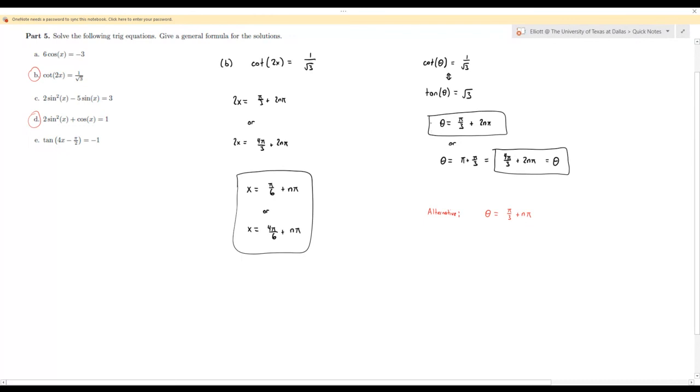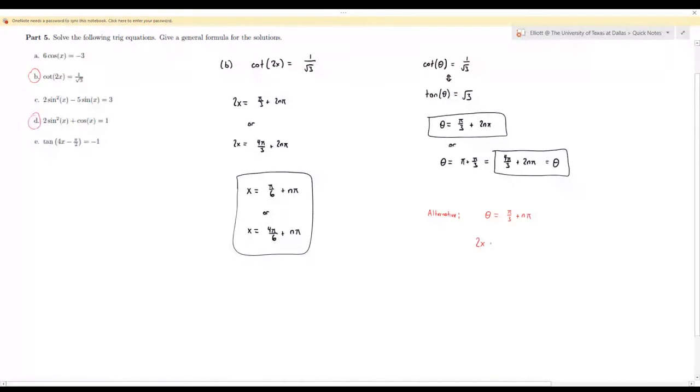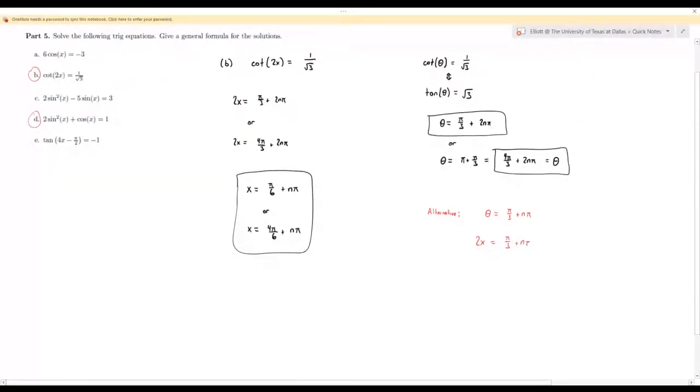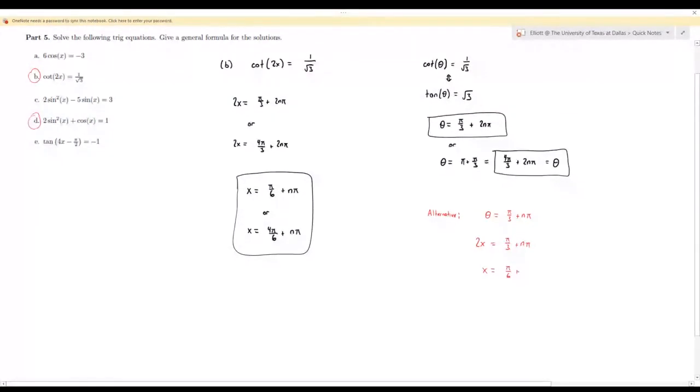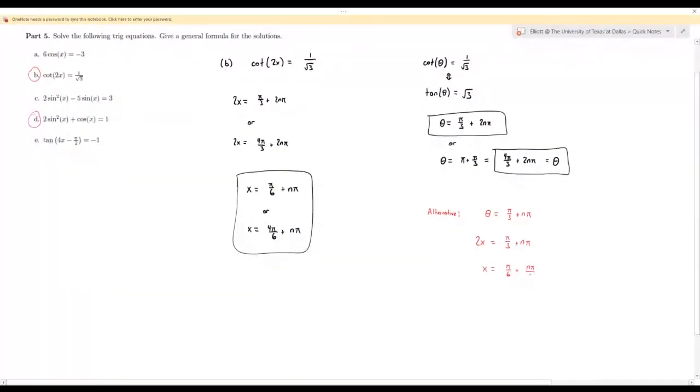So instead of doing both of these together, it's covered by just doing this. Now, you would still have to solve for x after that, though. So you could also write the solution like this instead. Okay. All right.